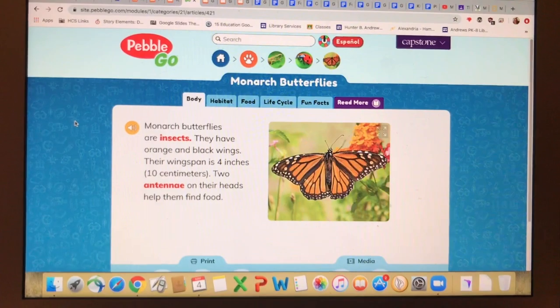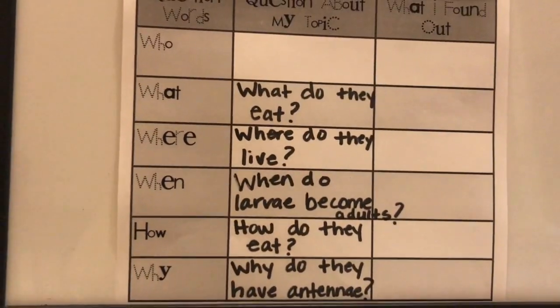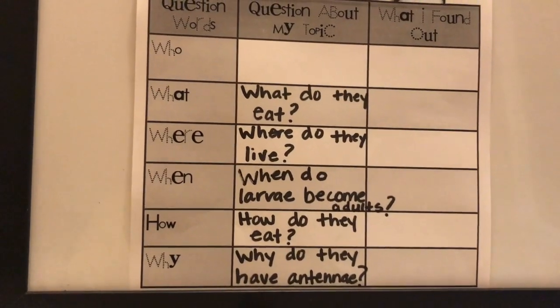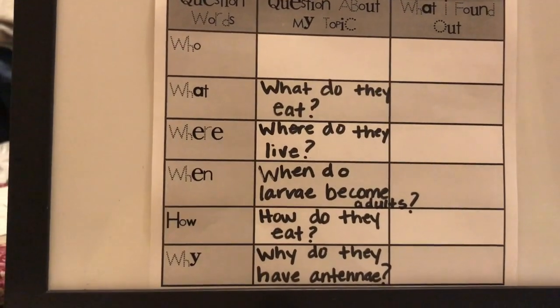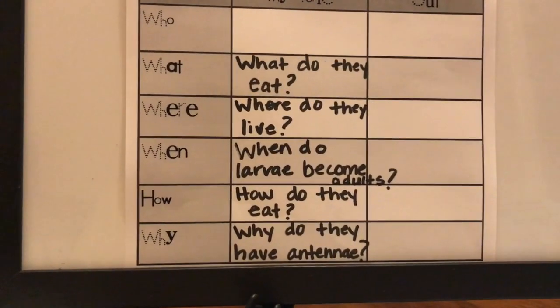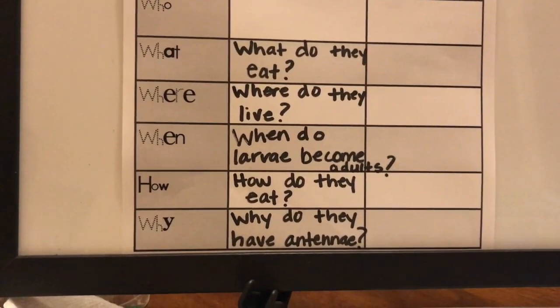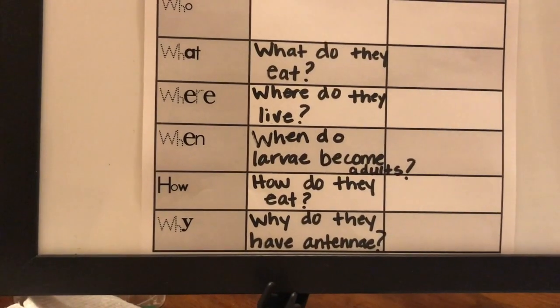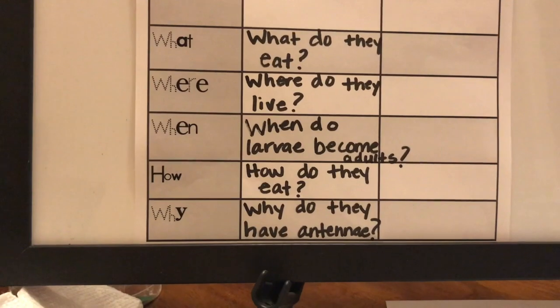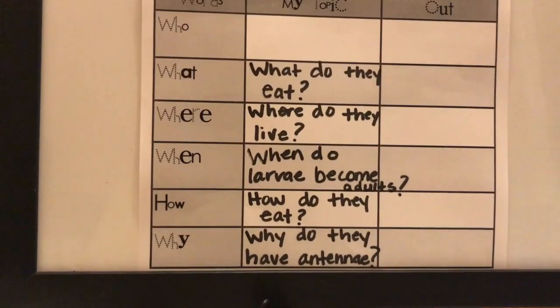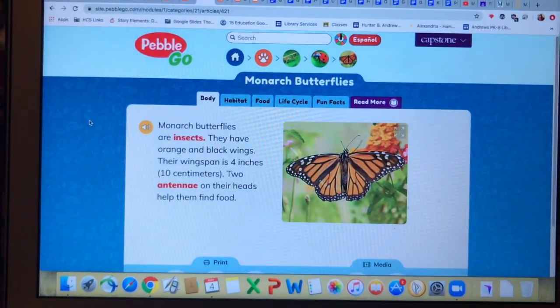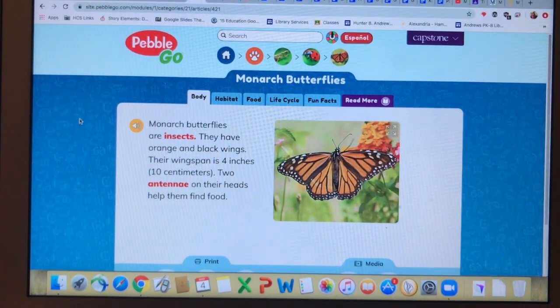So let's look again at our questions. We have what do they eat? Where do they live? When do larvae become adults? How do they eat? And why do they have antennae? Okay, so let's listen to the first one and see if we can answer any of those questions.